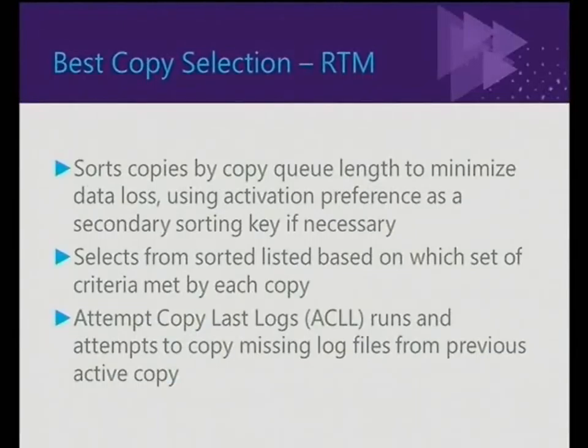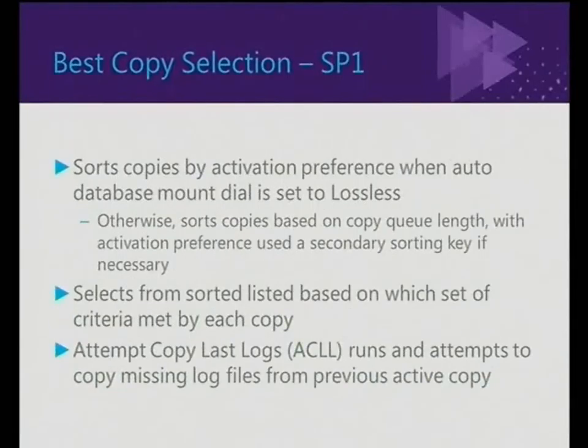We haven't fully gone through BCS yet, you've only seen the first couple steps. But the difference that we have in SP1 is in that first step. In SP1, we made a change where if the administrator decides to set the auto database mount dial setting on all of the servers that have a copy of that mailbox database to a setting of lossless, in other words, the administrator has said they will tolerate 0 logs lost and still allow that database to be mountable, in that case, we won't sort the list initially by copy queue length. We will instead only sort that list by activation preference.